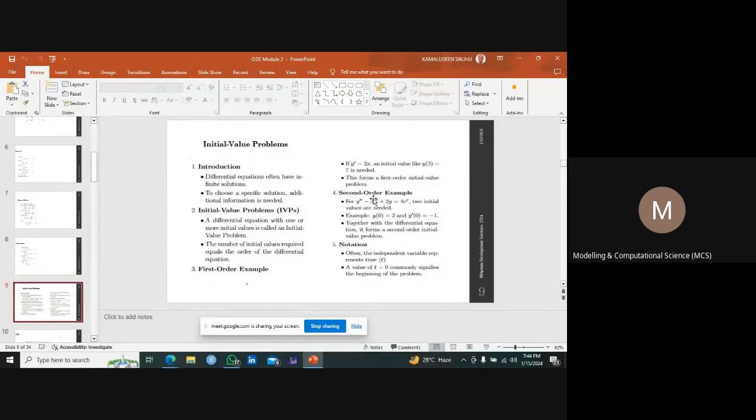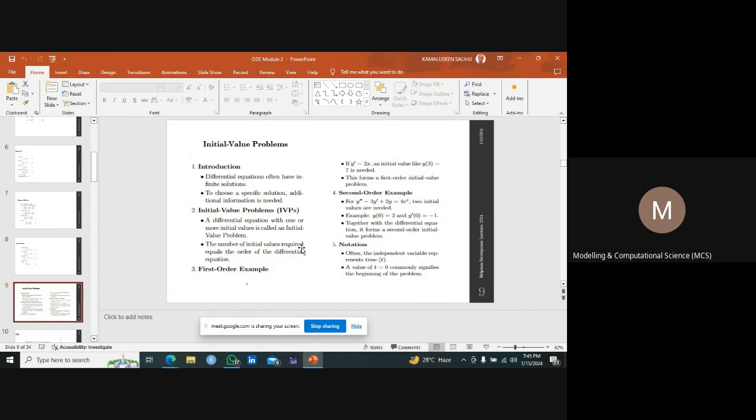Number 4, second order example. When you are given a problem that is second order, I have explained this also, the IVPs that will be attached to it will be 2. And as you can see, you have y of 0 equal to 2 and y prime of 0 equal to 1, and so on. So together with the differential equation, it forms a second order initial value problem. After using y of 0 equals 2, you differentiate the problem given to you, and after differentiating it, you substitute y prime of 0 equal to negative 1.